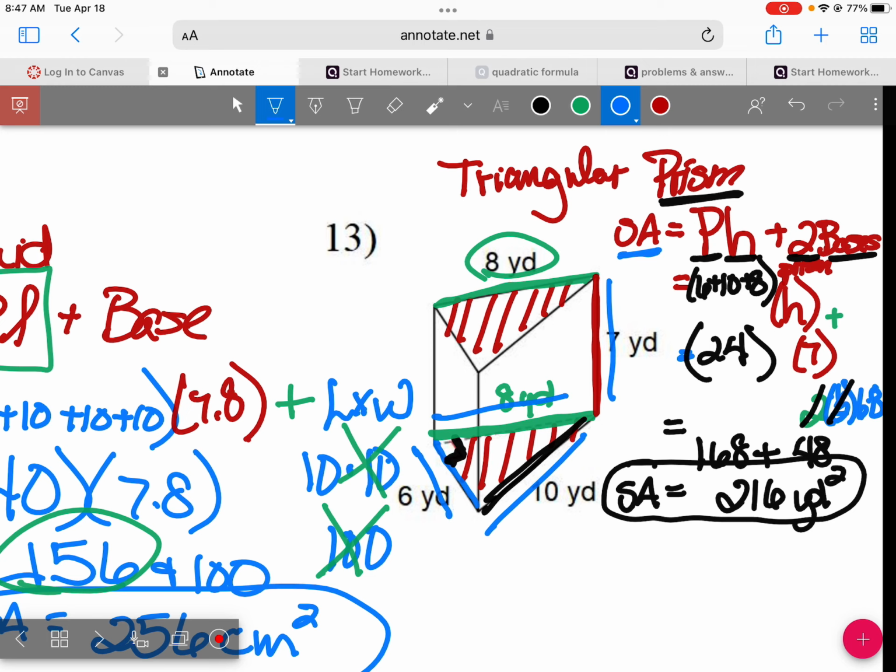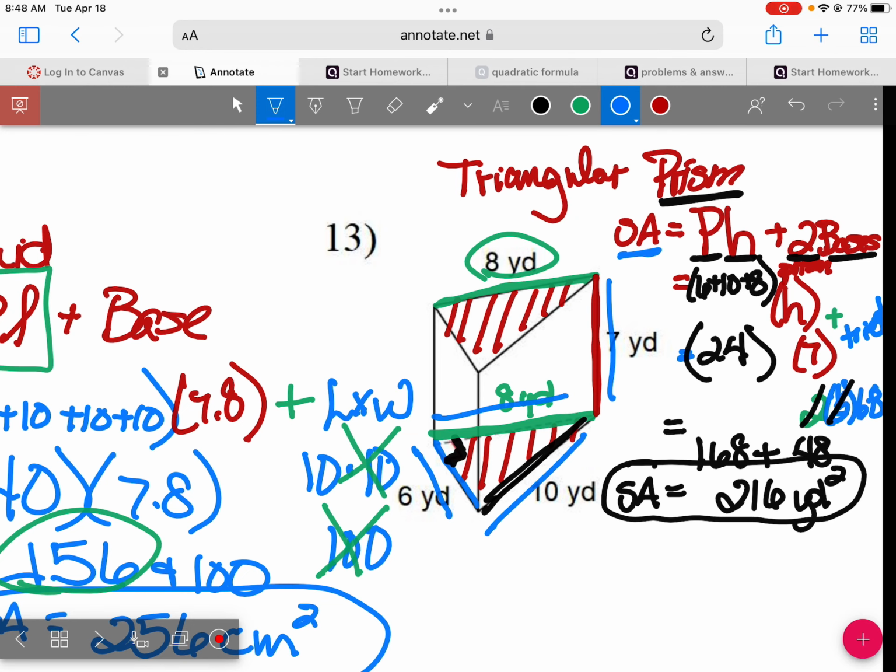So that's 2 times, this base is a triangle, which is 1/2 times base times height of just the triangle, which is 1/2 times 6 times 8. Since you want 2 of them, the 2 and the 1/2 cancel out. 6 times 8 is 48. Add those 2 together, you get 216.